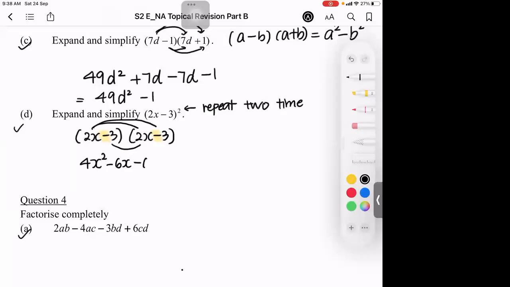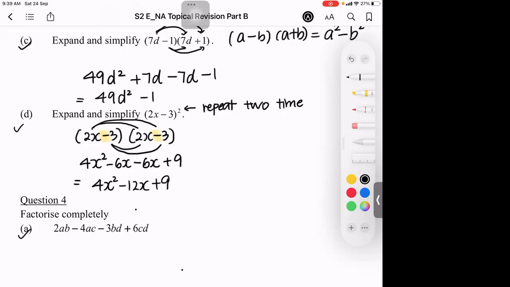Okay. Then negative 6x. Negative 3 times negative 3. 9. Yes. Then simplify. We got 4x squared minus 12x plus 9. Okay.